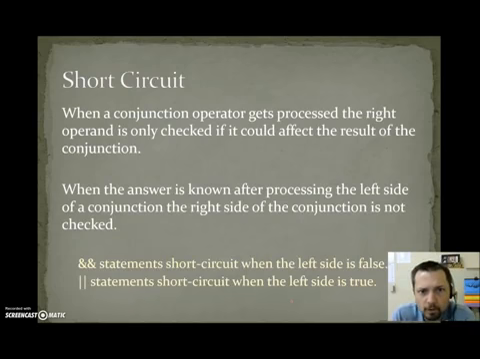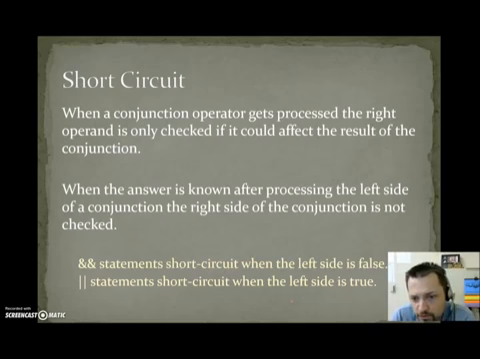Short circuit. When a conjunction operator gets processed, the right operand is only checked if it could affect the result of the conjunction. Another way of saying this, when the answer is known after processing the left side of a conjunction, the right side of the conjunction is not checked. Ands short circuit when the left side is false. If we need both to be true, they both can't be true if the left side is false. So why waste the time checking the right?